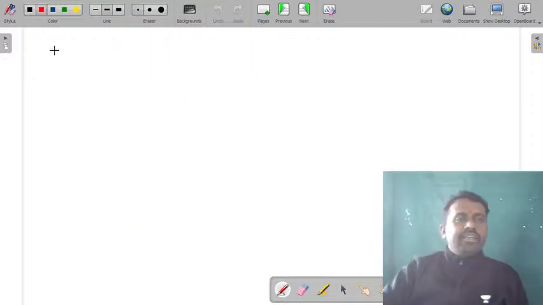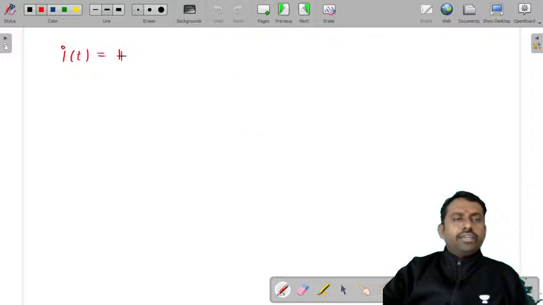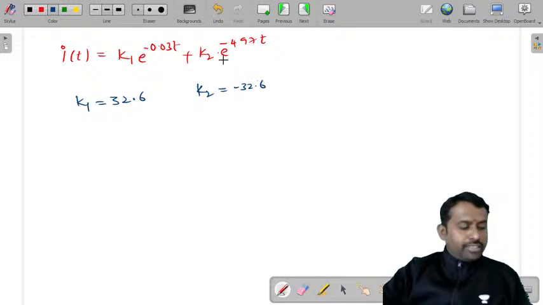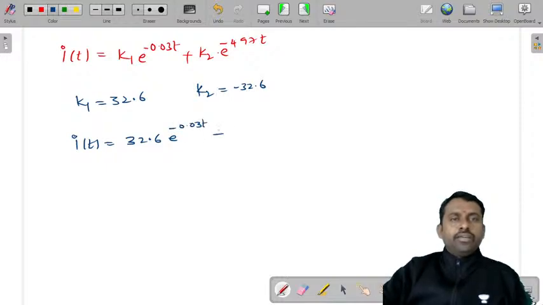We'll write this equation. I of t is equal to K1 into e power minus 0.03t plus K2 into e power minus 4.97t. So we got K1 value as 32.6 and K2 value as minus 32.6. So I of t is equal to 32.6 into e power minus 0.03t minus 32.6 into e power minus 4.97t.